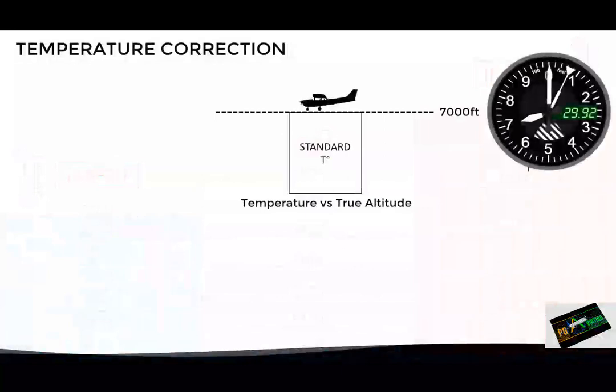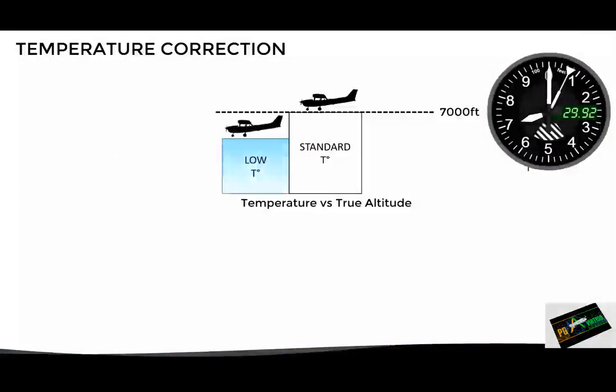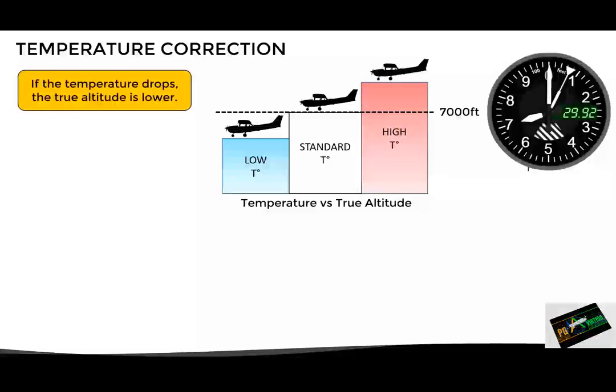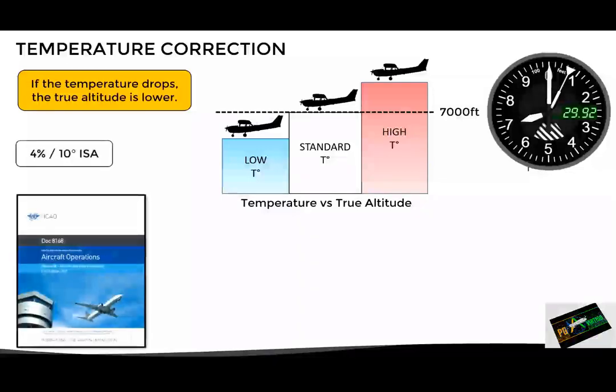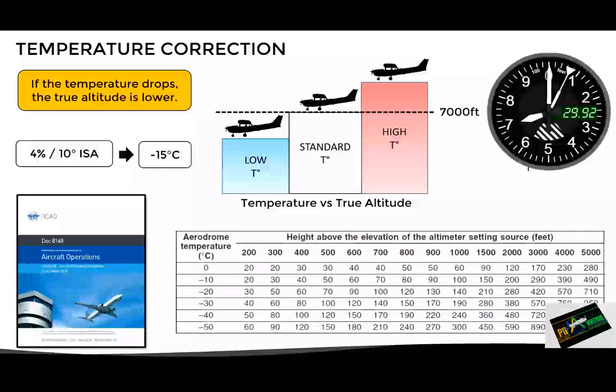What this implies is that if we are flying, for example, at 7,000 feet under standard conditions and the temperature reduces, the true altitude will be lower than 7,000 feet. While if the temperature increases, the true altitude will be higher than 7,000 feet. This happens precisely because of the change in the spacing of the isobars with the temperature. According to ICAO Document 8168, the true altitude changes by 4% per each 10 degrees of ISA deviation. This rule of thumb is useful down to -15 degrees Celsius. With colder temperatures, it is necessary to consult the following table published in the document.